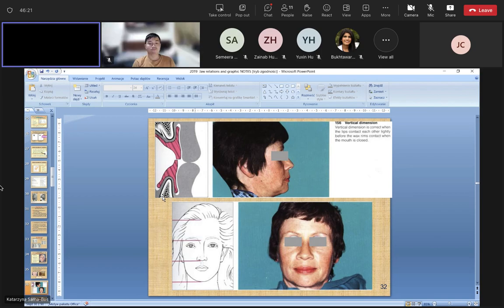So this anthropometrical method is helpful for us. We can use those 2 methods together: the anthropometrical one and the freeway space method. So we use them together.